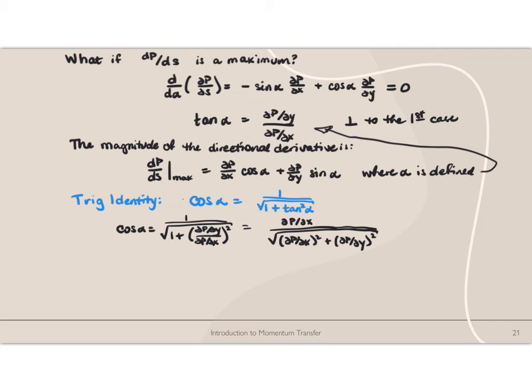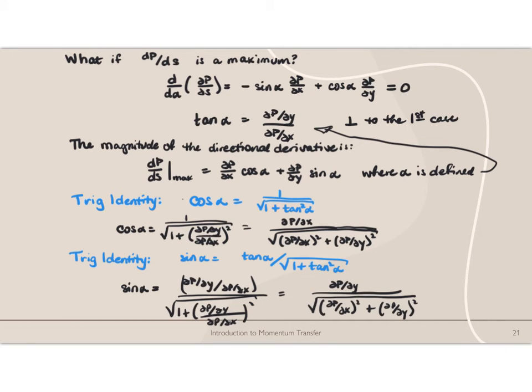Now, there's a very similar relationship. I'm going to very quickly write that down. Sine of alpha is tangent of alpha over the square root of 1 plus tan squared alpha. And for this path, substituting in tan alpha is dp/dy over dp/dx, we end up with dp/dy over the square root of dp/dx squared plus dp/dy squared. So very similar forms. One has dp/dx in the numerator, one has dp/dy in the numerator.